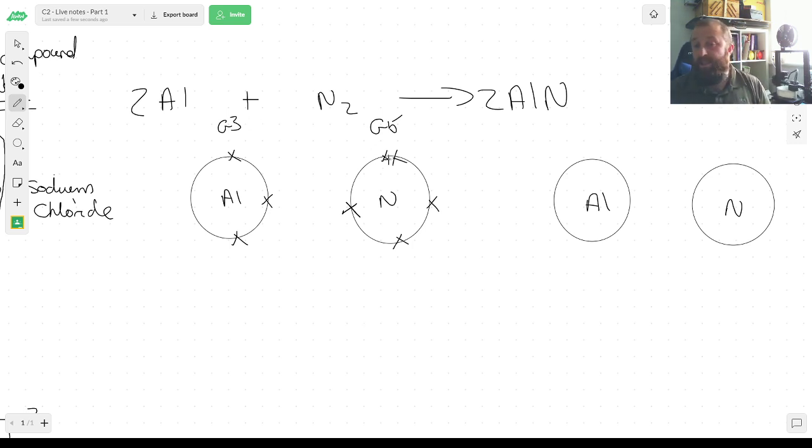I've done this as crosses again. Again, I can do them as circles. Doesn't make any difference. So, let's have a quick look. The aluminium is going to lose 3 electrons to get to a full outer shell.